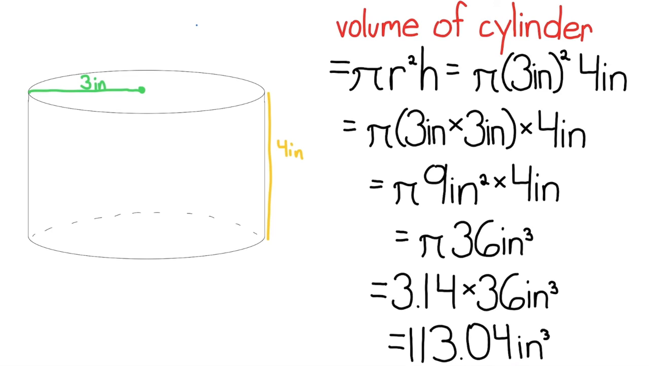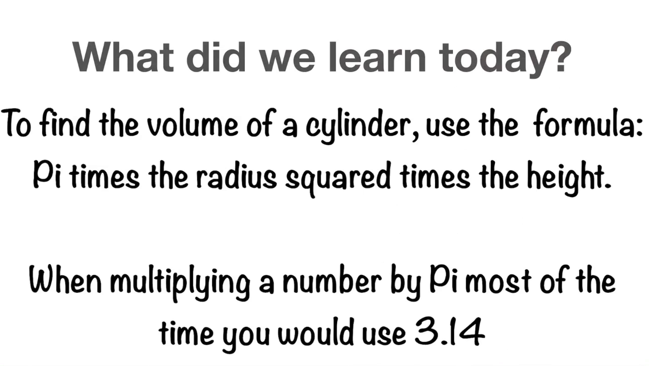Okay, so now that we have solved the volume of this cylinder, let's go on and review what we learned today. To find the volume of a cylinder, use the formula pi times the radius squared times the height. When multiplying a number by pi, most of the time you would use 3.14.